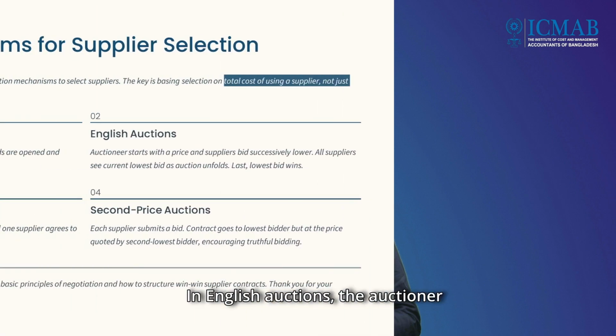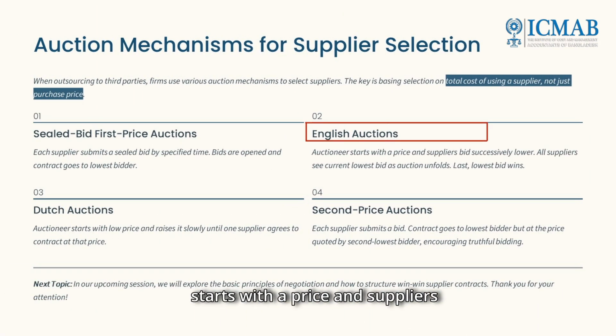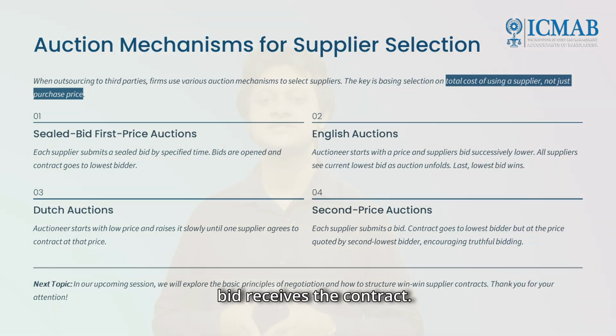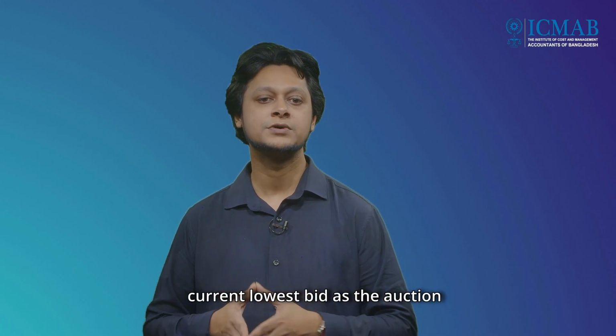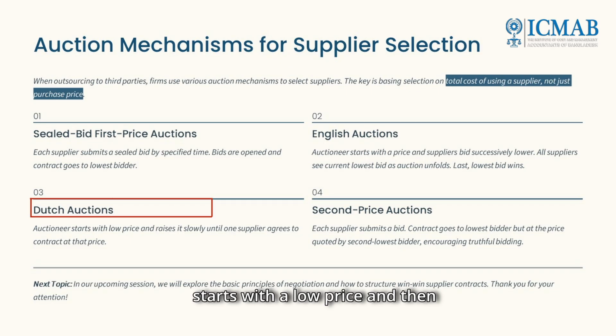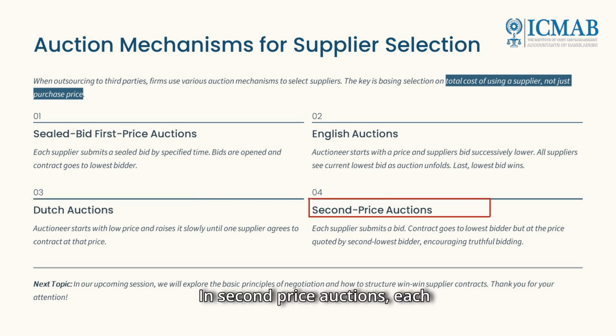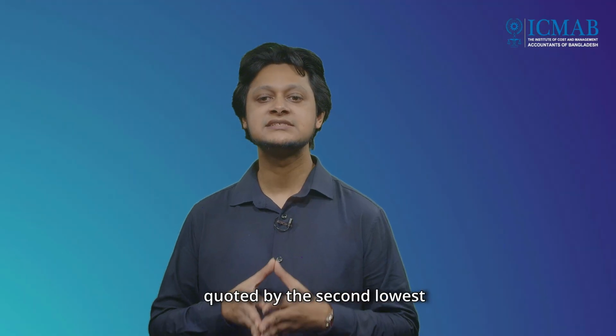In English auctions, the auctioneer starts with a price and suppliers can make bids as long as each successive bid is lower than the previous bid. The supplier with the last lowest bid receives the contract. The difference in this case is that all suppliers get to see the current lowest bid as the auction unfolds. In Dutch auctions, the auctioneer starts with a low price and then raises it slowly until one of the suppliers agrees to the contract at that point. In second price auctions, each potential supplier submits a bid. The contract is assigned to the lowest bidder but at the price quoted by the second lowest bidder.